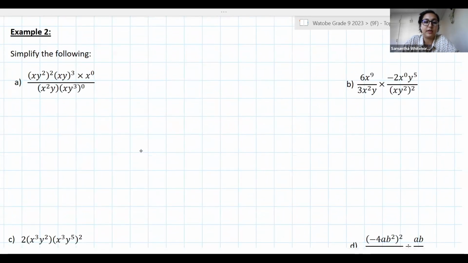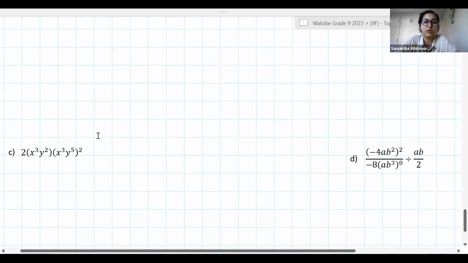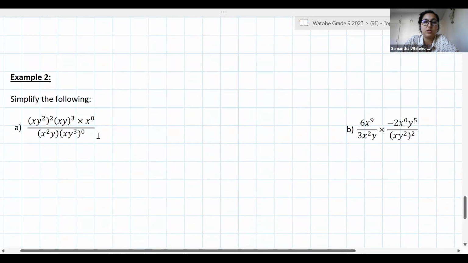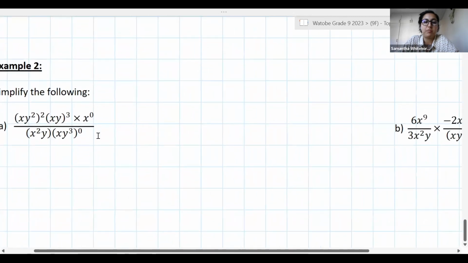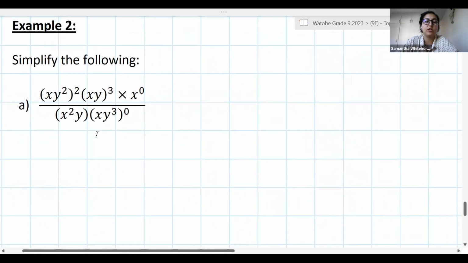Let's have a look at A first, and then I'll choose another one in a second. So I want you guys to try question A over here. Remember your laws. So remember your distributive law of exponents. Remember your zero exponent law, or your zero exponent definition. And then try and simplify that whole fraction for me.